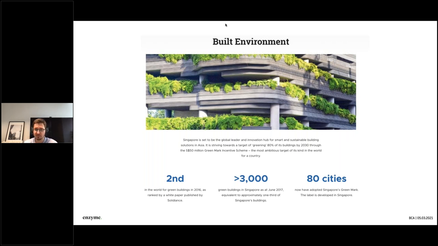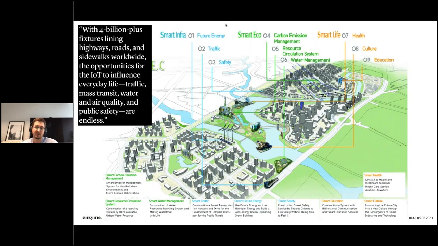And 80 cities around the world are using Singapore's Green Mark label in their own countries. So you can see that Singapore's target is that by 2030, 80% of their building stock has to be green, and they're putting the money and the big effort into doing this. It's the most ambitious target of this kind in the world for a country. So it's very impressive.